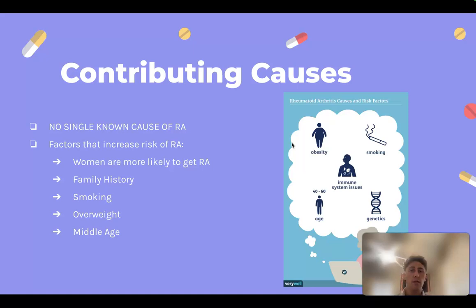This is mainly due to certain triggered genes, certain genes that are more likely to cause immune system alterations. It can be passed from parents to offspring. Smoking is also an environmental trigger. Being overweight, as well as the middle age group of people in society, are also more likely to get rheumatoid arthritis.